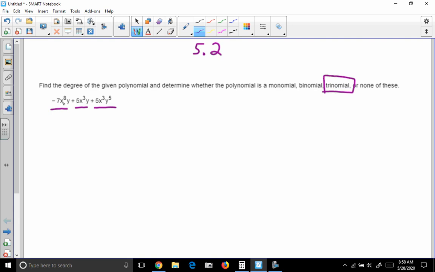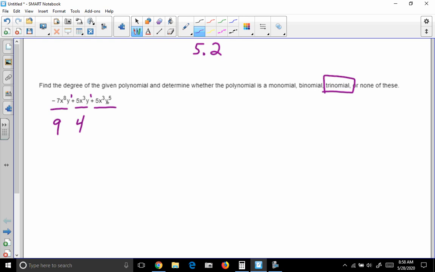If we only have one variable in a term, then the exponent of that variable is the degree. So if we have 2 variables in a term, we add their exponents to determine the degree. So for the first term, we have x to the 8th, y to the 1st, so 8 plus 1. The degree of this term is 9. This term, we have x to the 3rd, y to the 1st, so 3 plus 1, the degree of that term is 4.